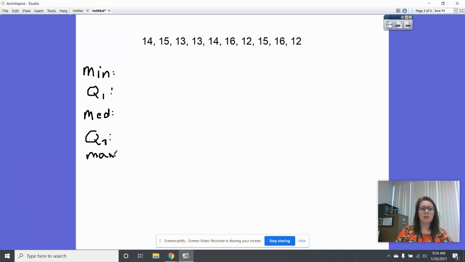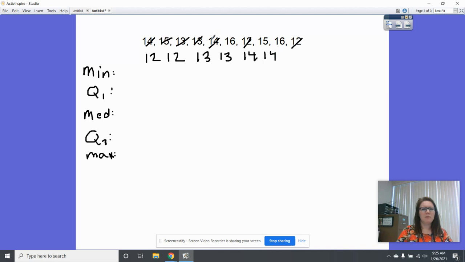So first thing I really need to do is put all these numbers in order. Here I have a set of numbers. These are the ages of people on a soccer team. So we start with 12. I can cross that off because I've already done that. And there's another 12. And then I see a 13 and another 13. And then I see a 14 and a 14.